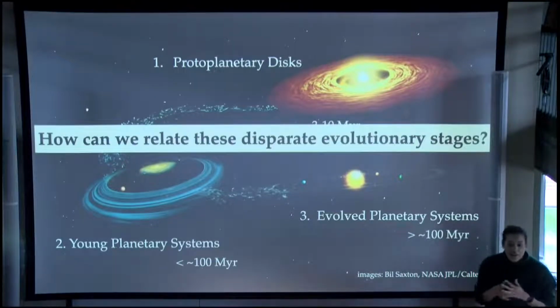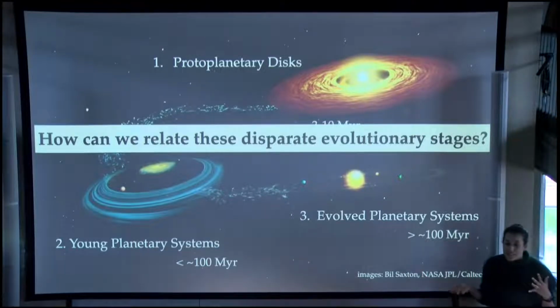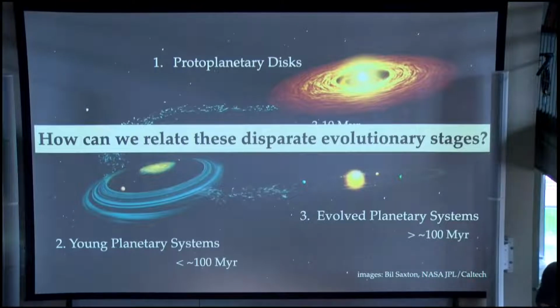But what I really want to know is how do we relate these disparate evolutionary stages to learn about the full complement of planetary formation and evolution? So for the full complement of planetary systems.